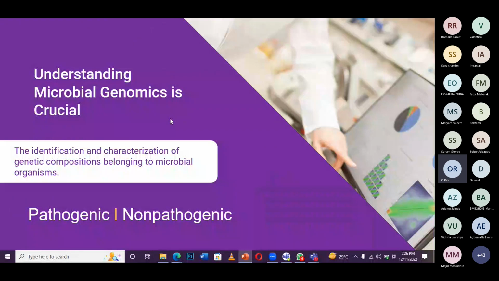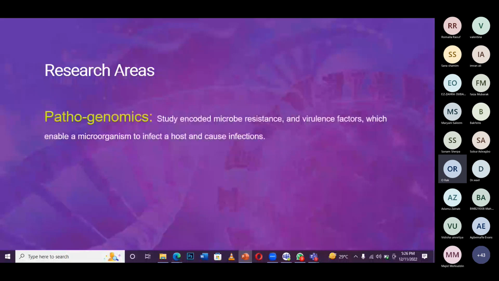Okay. So now we have research areas. Let's start from the research areas. The research areas in microbial genomics, the first is pathogenomics. Now we've understood what pathogenic and non-pathogenic are. So if you talk about research areas, the first is pathogenomics. And what is pathogenomics? This is the study of genes that encode microbial resistance and virulence factors, which enable a microorganism to infect a host and cause disease or infection.